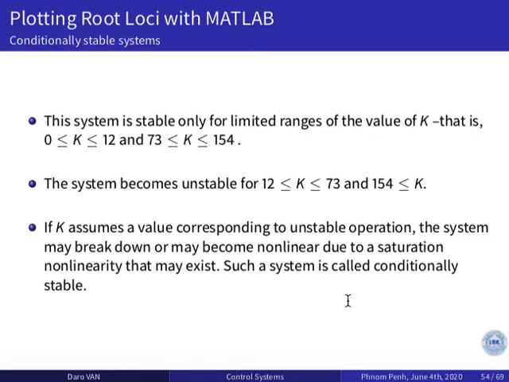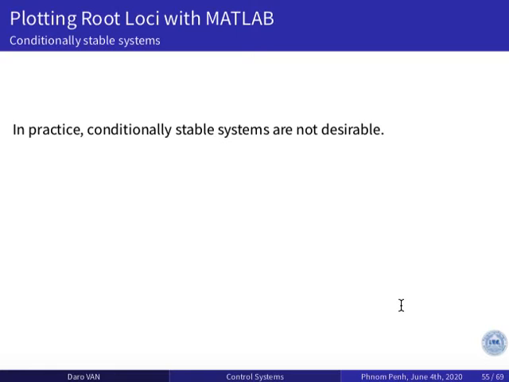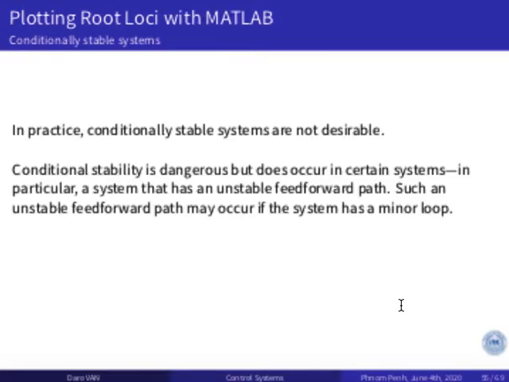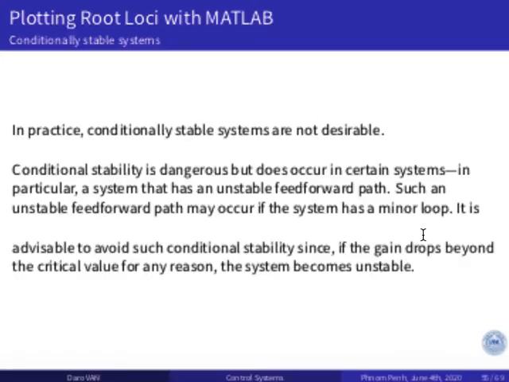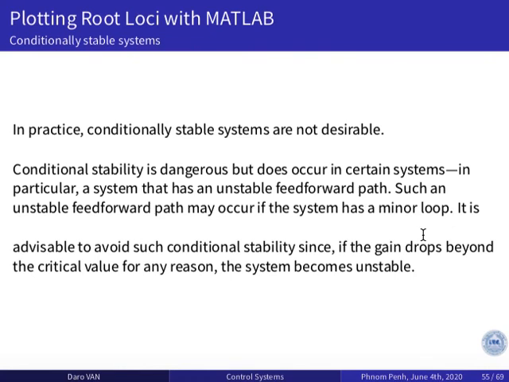So this kind of system is called a conditionally stable system. I mean, it's stable at some values of k and unstable at others. In practice, conditionally stable systems are not desirable, and it's dangerous, but it does occur in certain systems. In particular, systems that have unstable feed-forward paths may occur if the system has a minor loop. So it is advisable to avoid such conditions.